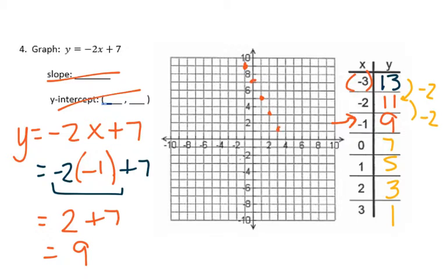And then continuing that pattern, you can see that we're going down 2 over 1 to get to our next spot. So if I'm going to go down 2 over 1, I'll also be at 4, negative 1, 5, negative 3, and etc. all the way down here. And so this is our line for y equals negative 2x plus 7.